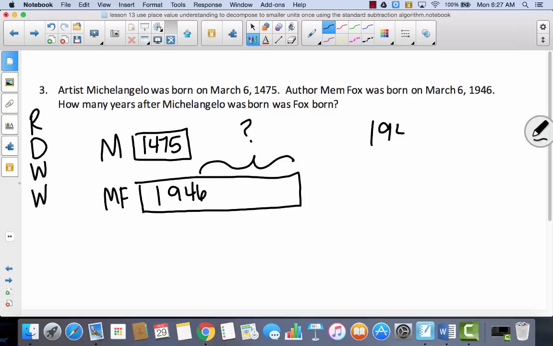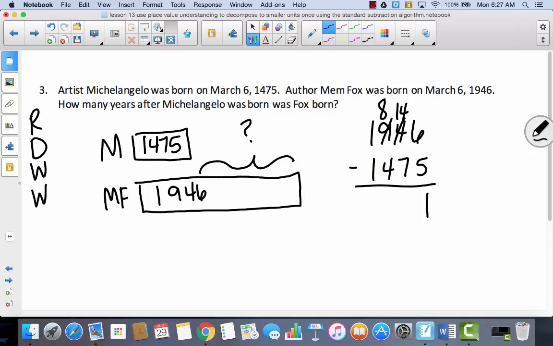So 1946 minus 1475. Can I subtract in the ones? Yes. Can I subtract in the tens? No. So I'm going to unbundle 100, and I'm going to take that 100 and move it to the tens. So now I have 14. Can I subtract in the hundreds? Yes. Can I subtract in the thousands? Yes. So now I'm ready to subtract.